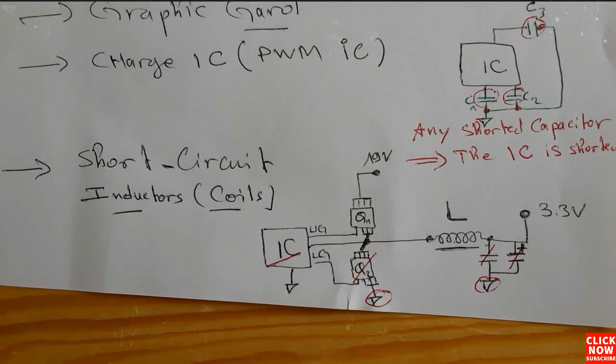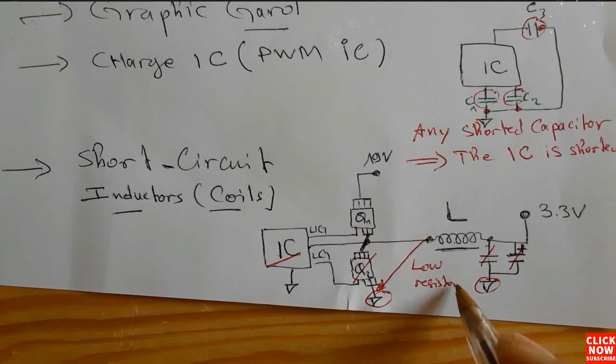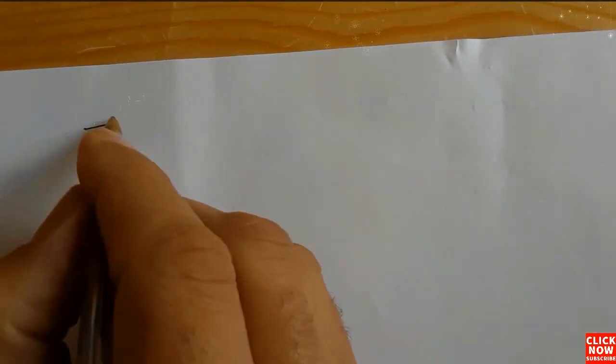A short circuit means a low resistance. If you use the multimeter and you check between the inductor and the ground and you get a low resistance, it means you have a short circuit.